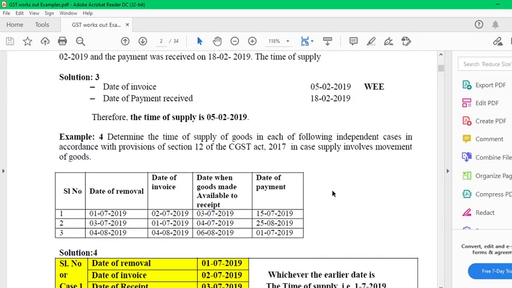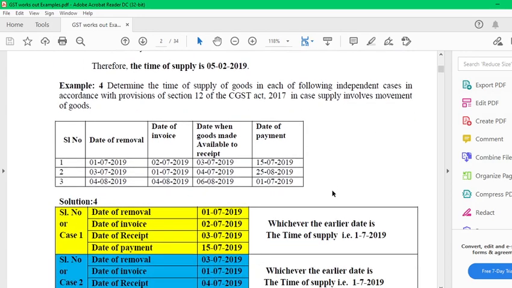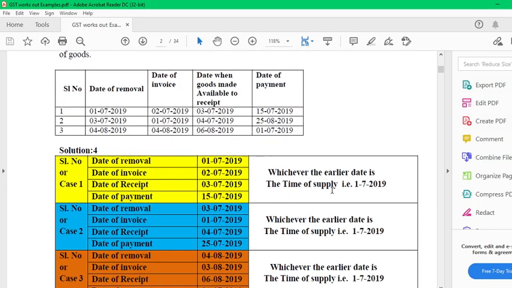Example 4. Determine the time of supply of goods in each of the following independent cases, in accordance with the provisions of Section 12 of the CGST Act 2017, in case the supply involves movement of goods. Different dates are given. Each transaction is treated as independent.